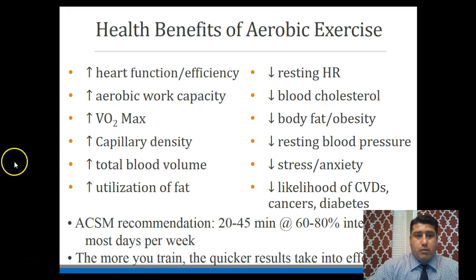Okay, so the result of improved fitness, meaning you have more mitochondria in the body, is that you'll have improved heart function and efficiency. So your resting heart rate will decrease. Your aerobic work capacity increases, which leads to an increase in VO2 max. So when you look at your fitness right now, and then you compare it to 6 weeks from now or 6 months from now, your resting heart rate will be lower and your VO2 max will be higher.